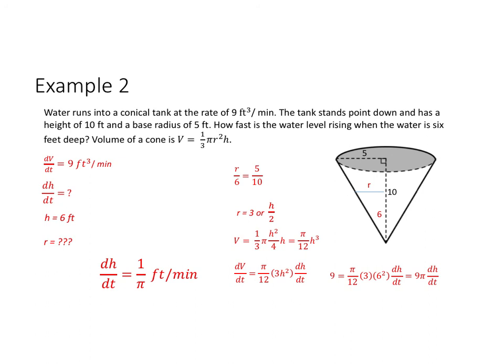So now if we solve for dh/dt, the 9s cancel, and if we move pi over, basically we come out with our final answer: dh/dt is equal to 1 over pi feet per minute. So that's how fast the water level is rising when the water is 6 feet deep. So when h is equal to 6, dh/dt is equal to 1 over pi feet per minute.